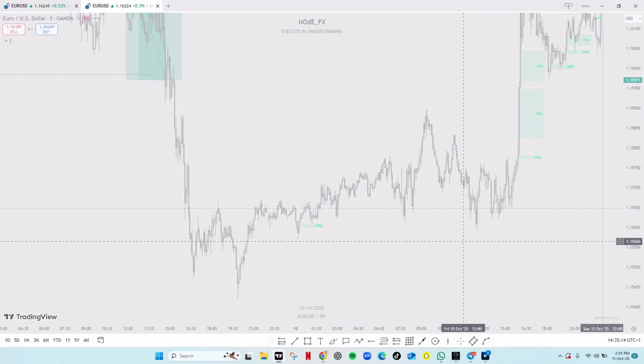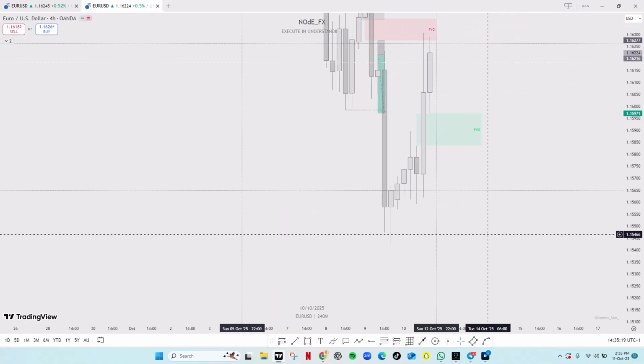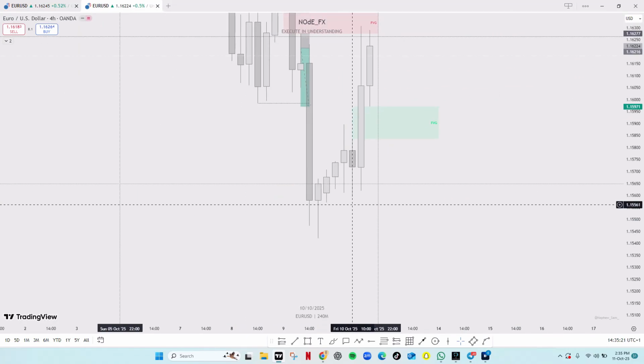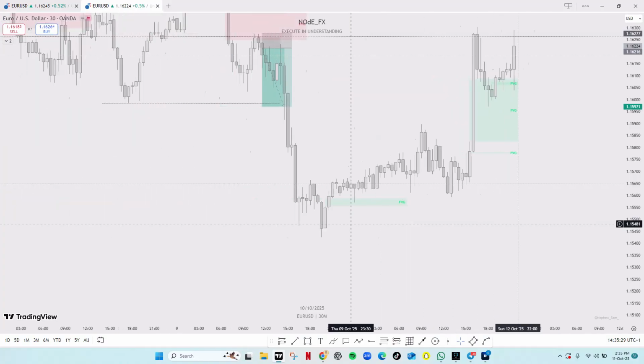Going back to our 4 hour time frame. This was on a Friday thereabouts when we had this candle that confirmed everything we are looking for, which is the 10 o'clock candle. Then I went down to my 30 minutes time frame.